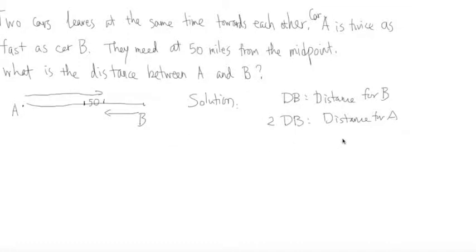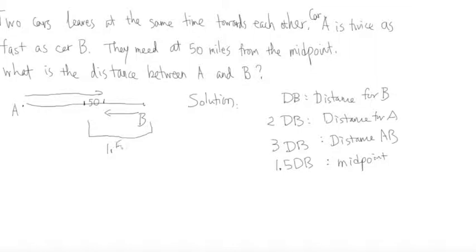So the total distance between A and B will be the sum of the two. This is dB, this is twice dB, so it will be 3 dB. 1 plus 2 equals 3. Which means the midpoint, in the picture, will be 1.5 dB away from B and 1.5 dB away from A. So this part to the midpoint is 1.5 dB, and this part is dB.